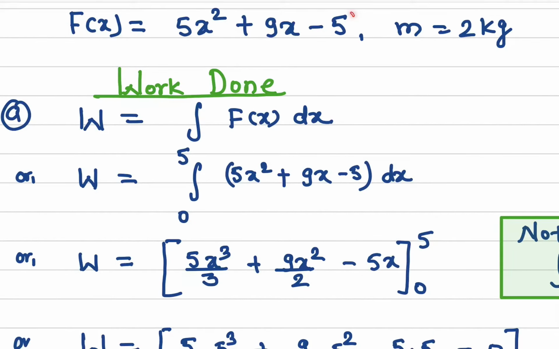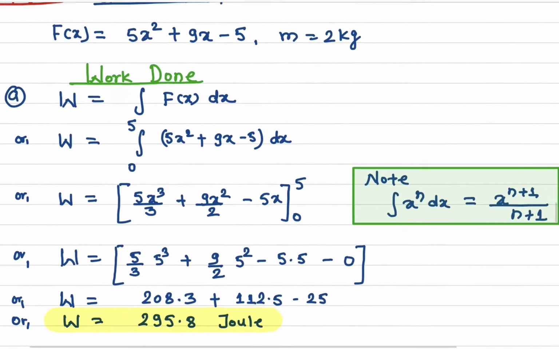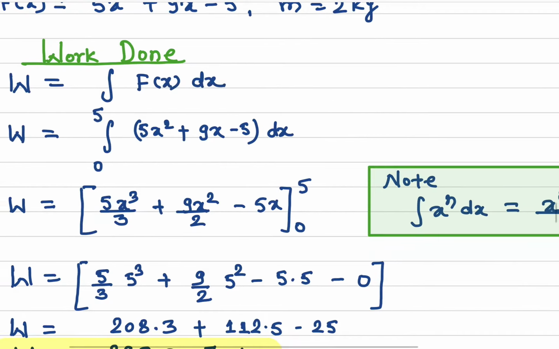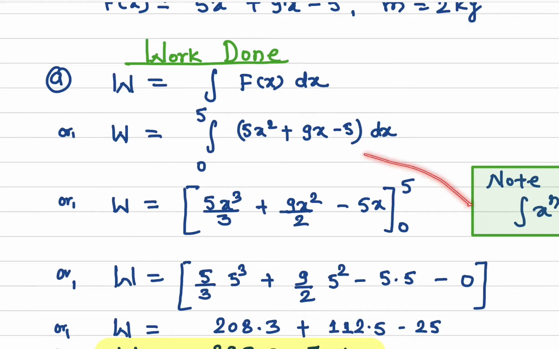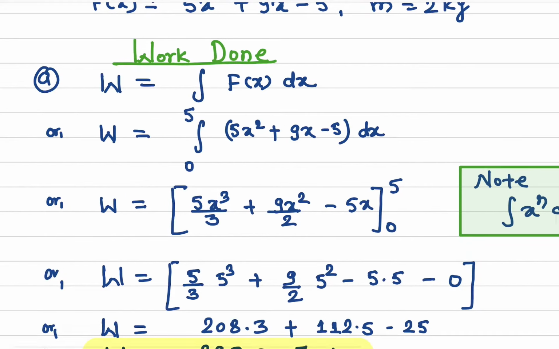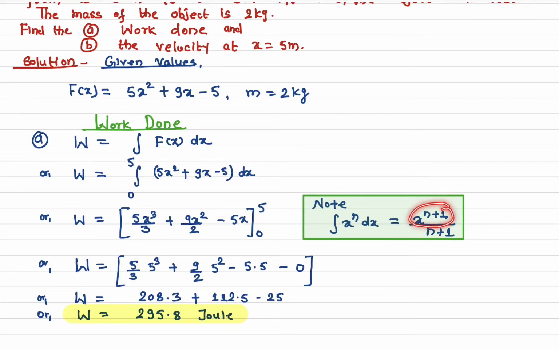The force is a varying force which is given as 5x squared plus 9x minus 5, and dx. We now need to integrate this. You need to keep in mind that the integration of x to the n into dx is x to the n plus 1 divided by n plus 1. So now let's use this formula to integrate each term. The power has increased by 1, so it will be 5x cubed divided by 3, plus 9x squared divided by 2, and then minus 5 times x.